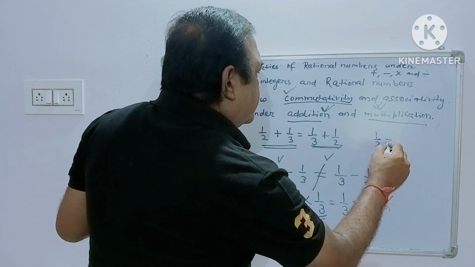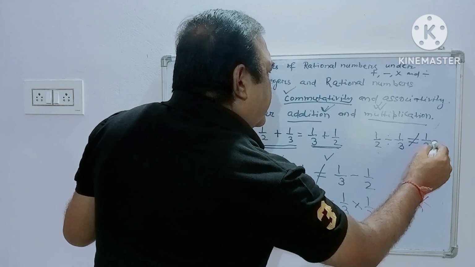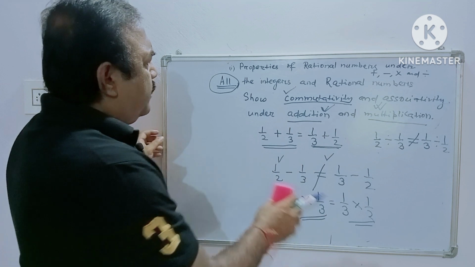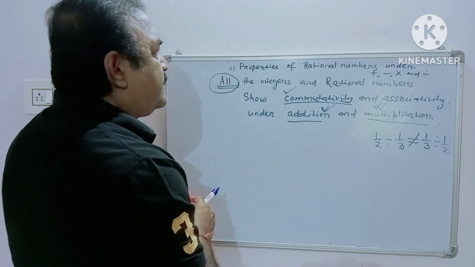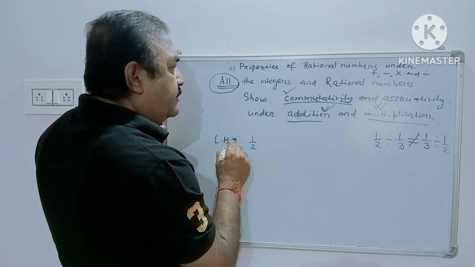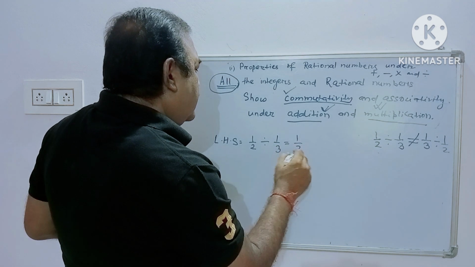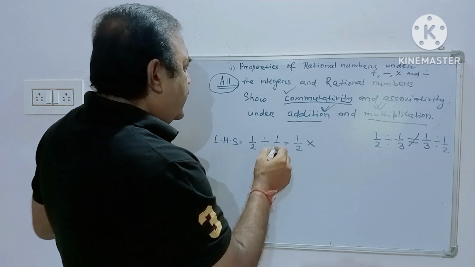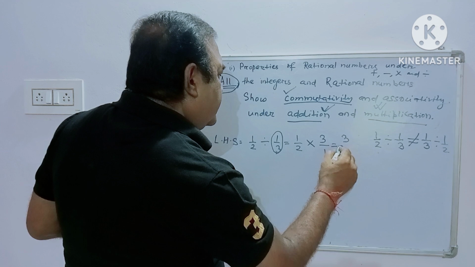1 upon 2 divided by 1 upon 3 is not equal to 1 upon 3 divided by 1 upon 2. This will not hold good. You will practice. In case of division, you see the left hand side is equal to 1 upon 2 divided by 1 upon 3. So when you change the sign here, you give the sign for multiplication, then take the reciprocal of 1 upon 3, that is 3 divided by 1. That is equal to 1 into 3, that is 3, upon 2 into 1, that is 2.